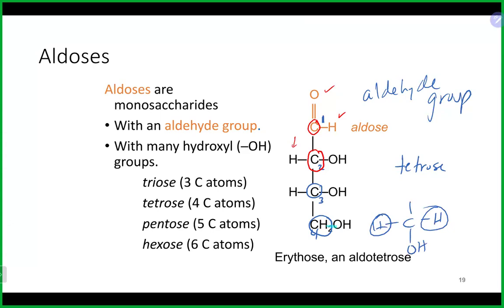By the way, this would be D, not L. It would be D because we look at our very last chirocarbon away from our functional group, and the OH there is on the right. So have a little D action there. Any questions on any of that?